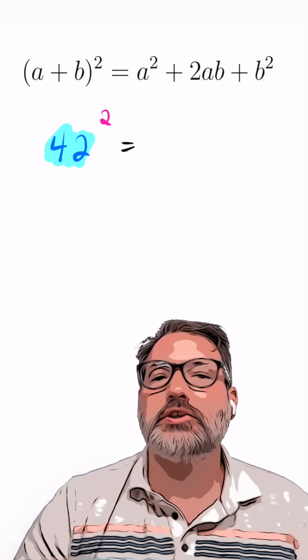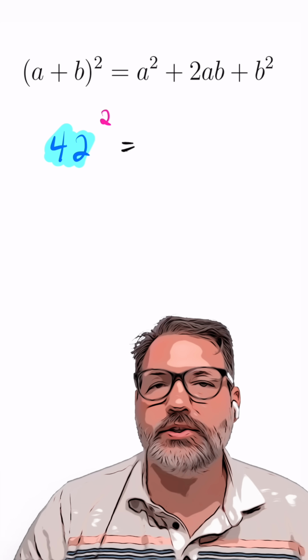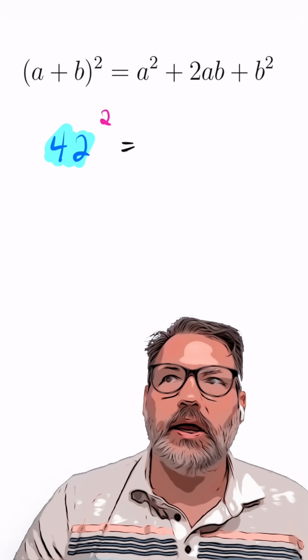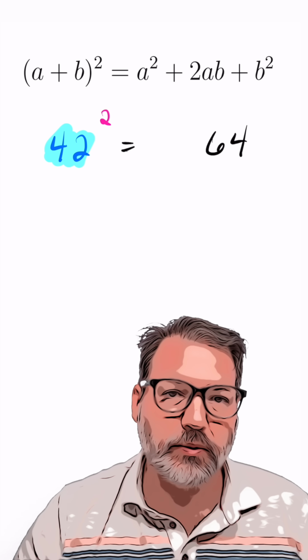Here's how it works. I'm actually not going to square anything at first. I'm just going to ask, how close is 42 to 50? It's 8 away, and now I'm going to square that 8. 8 squared is 64, and so I write that down.